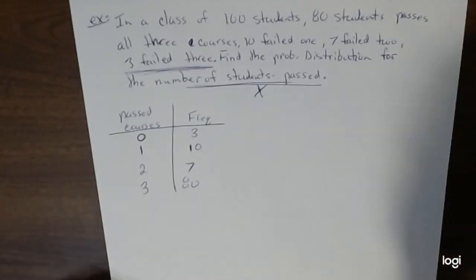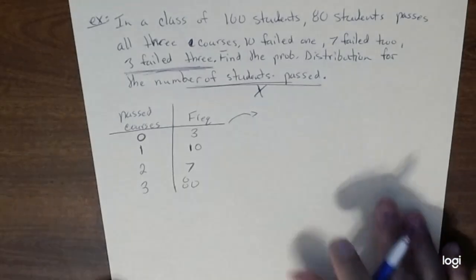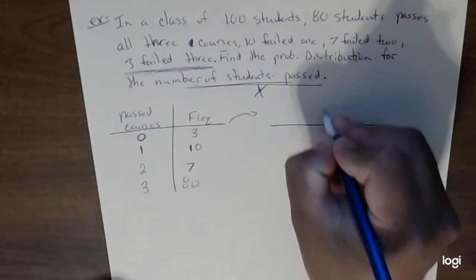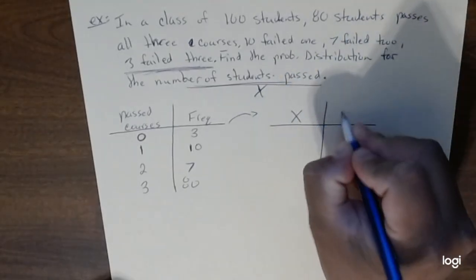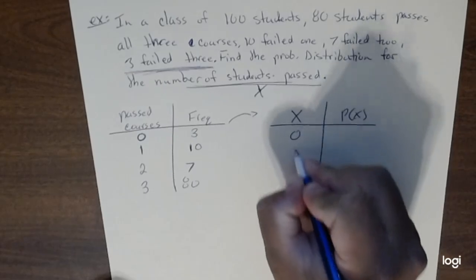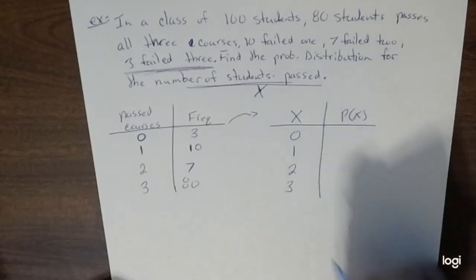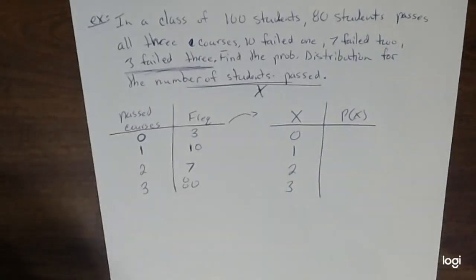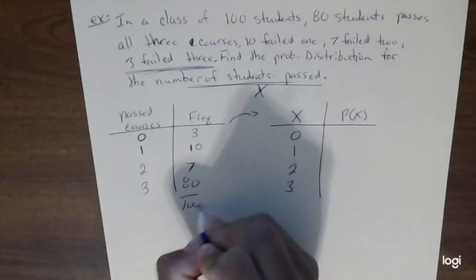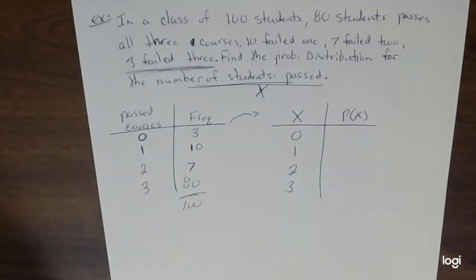Okay. Now from there, we do the exact same thing as we did in the other one. Now we construct a probability distribution. So this is now an X, this is now a P. This is 0, 1, 2, and 3. And we now do the same thing. So add them all up, should give you 100, right? And divide everyone by 100.